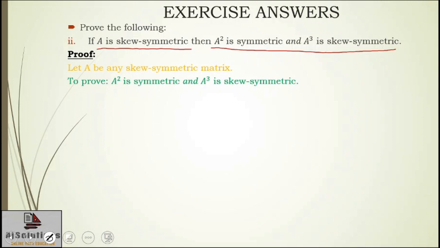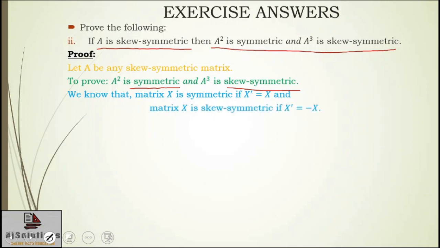Step 3, write the fact, which will help you in understanding what to prove exactly. So you are going to write both the facts, because we need two things over here, symmetric and skew symmetric. You are going to write those two facts. Matrix X is symmetric if transpose of X is equal to X, and matrix X is skew symmetric if transpose of X is equal to minus X.